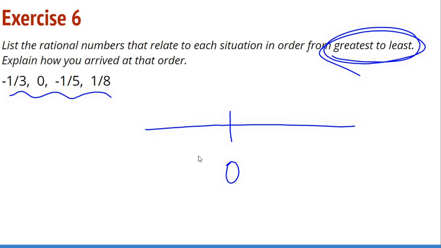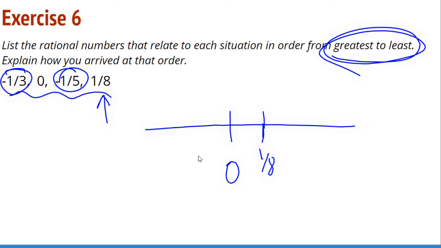And I've got a positive number here, and I know that positive numbers go to the right, and there's only one positive number. So that's the only thing that's going on the right-hand side of the 0. Now that leaves me with thirds and fifths, one of each.